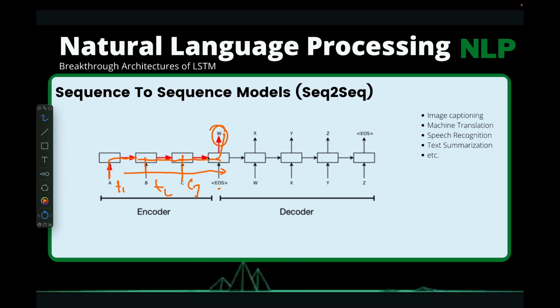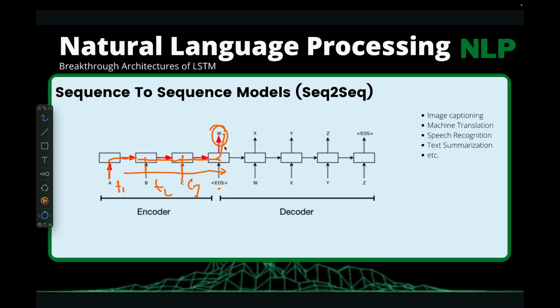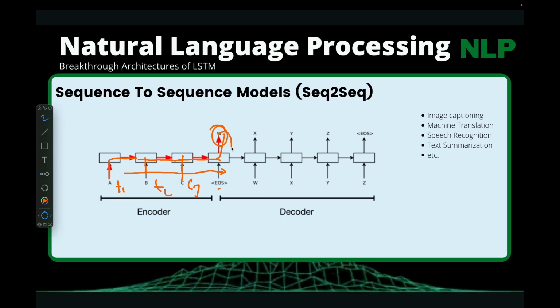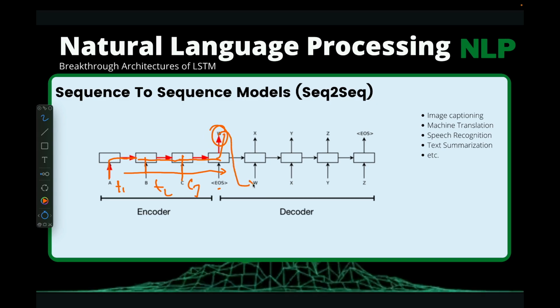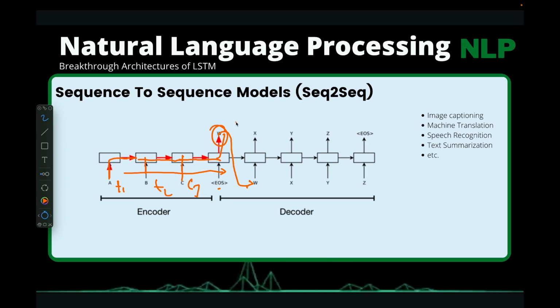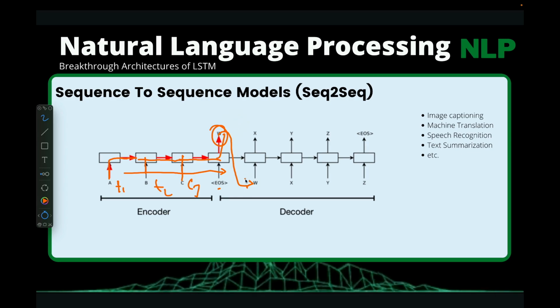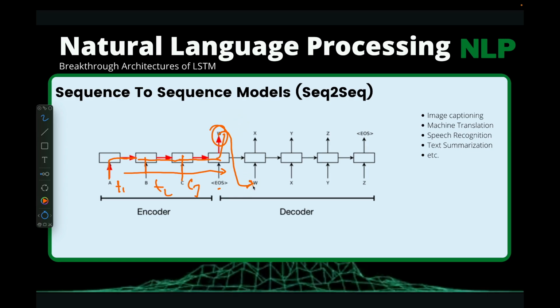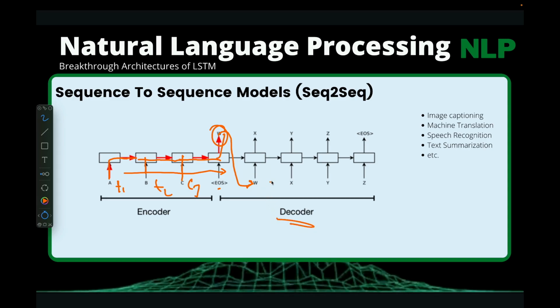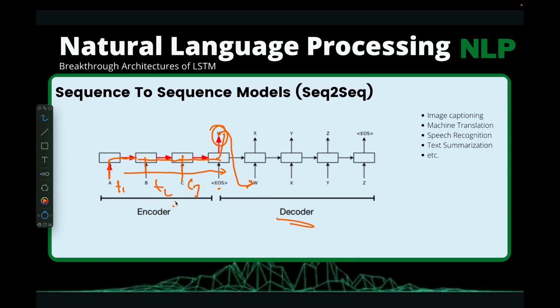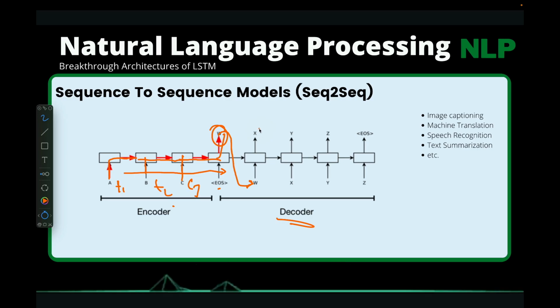The end of string is just the end of your sentence. The W here is your output, some sort of output vector, and it's fed to this decoder to decode whatever you encoded over here. Then you get your output.